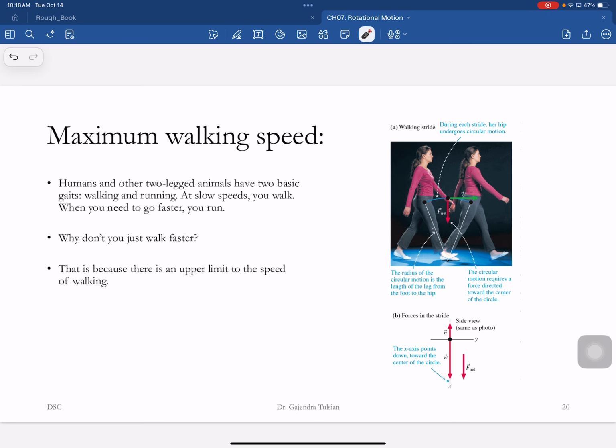All right, I gotta speed up a little. Okay, now we'll calculate the fastest walking speed.